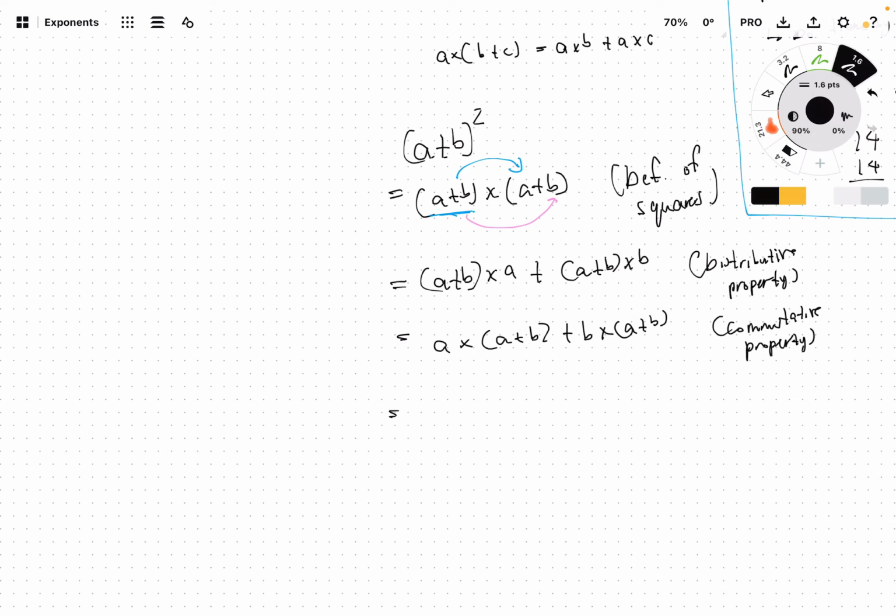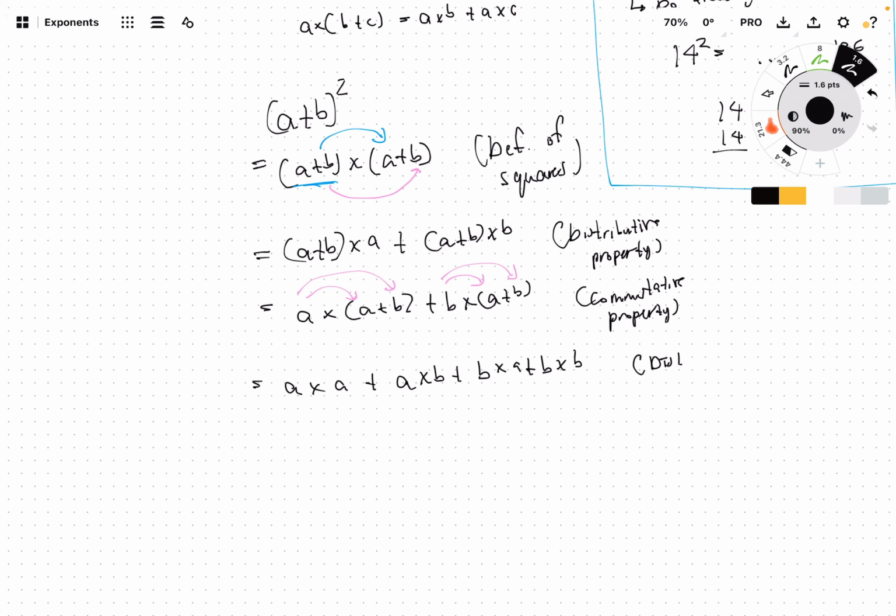Then once I commute, I switch them around. I do the distributive property again. I do this times this, and this times this, and same for the second bracket. And I get a times a plus a times b plus b times a here plus b times b. This is just the distributive property again.